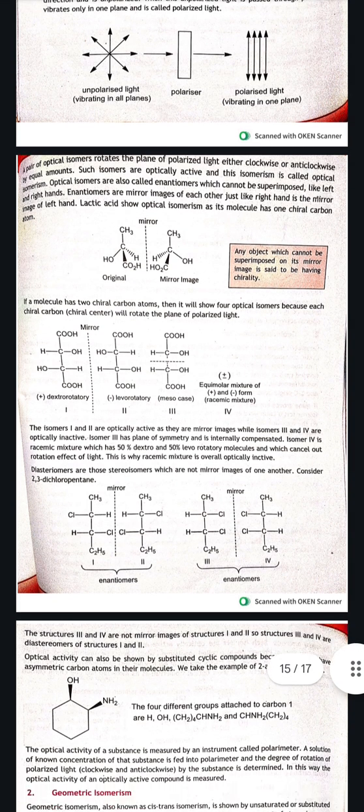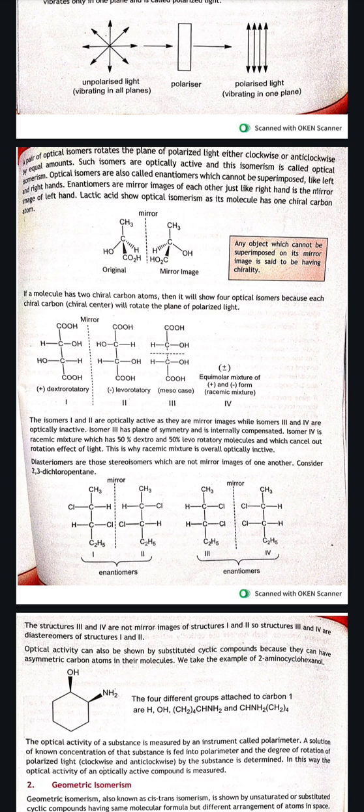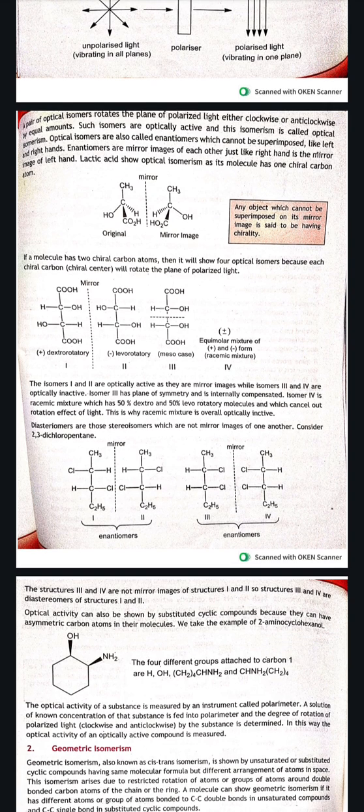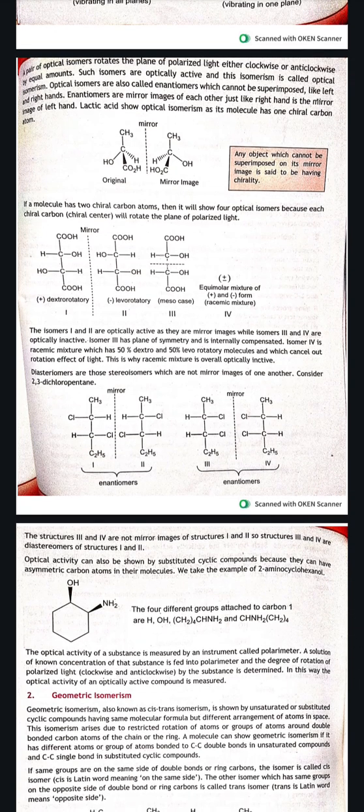A pair of optical isomers rotates the plane of polarized light. It can be either clockwise or anti-clockwise, but the extent of the rotation is equal. Such isomers are optically active, and this isomerism is called optical isomerism. Optical isomers are also called enantiomers, which cannot be superimposed, like a right and left hand. These are non-superimposable mirror images of each other. Enantiomers are mirror images of each other, just like the right hand is a mirror image of the left.